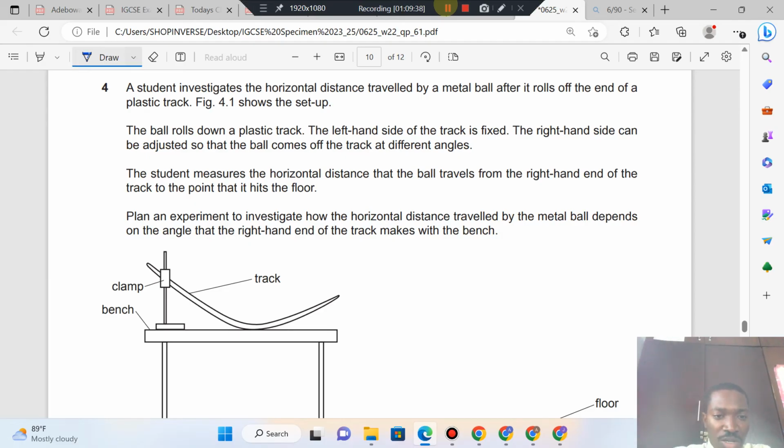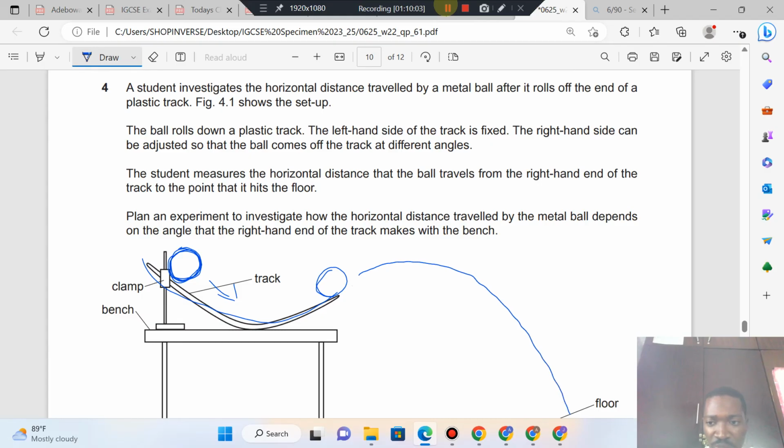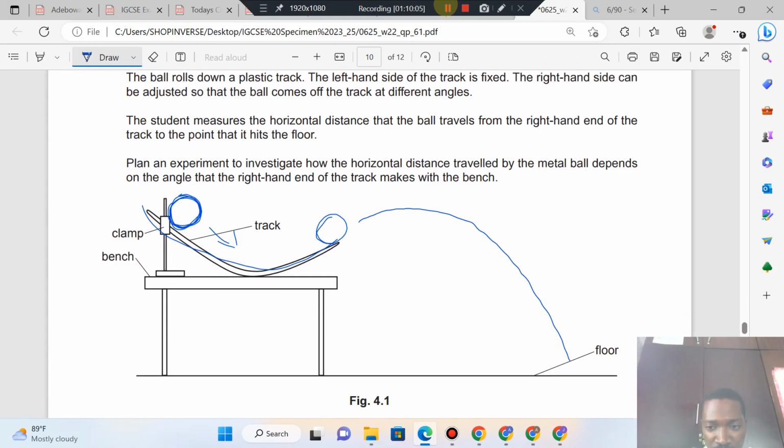a plastic track. This is the plastic track. So we have a metal ball at this end of this plastic track, and the metal ball will be made to roll down this plastic track. Okay, and then at this point the metal ball will jump off this track and follow this parabolic path. Okay, and it will land here.